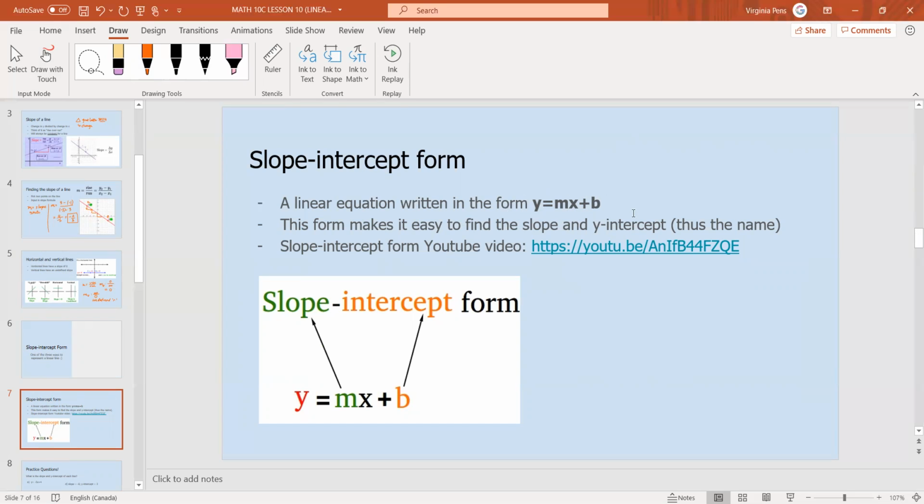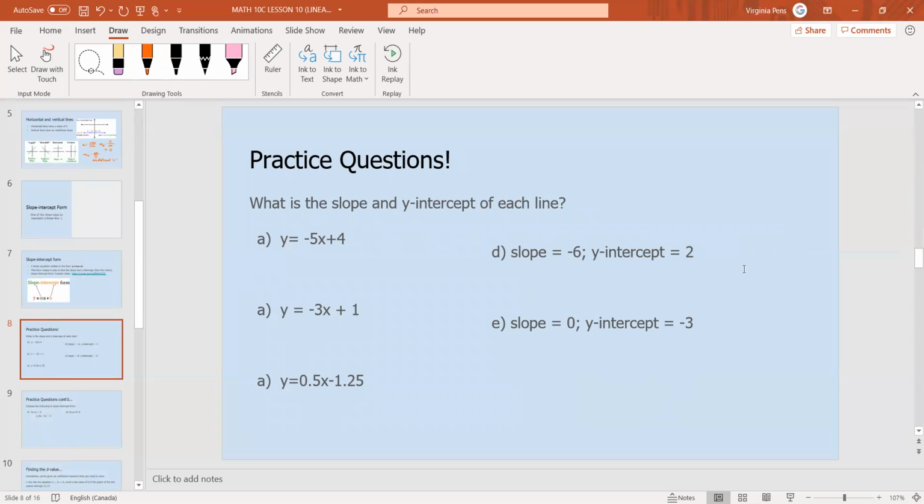This form makes it easy to find the slope and the y-intercept, and that is why it's called the slope-intercept form. Over here, I have a YouTube video talking about it. You can watch it in your own time. It's a pretty good YouTube video, very helpful. I'm going to move on to some practice questions.